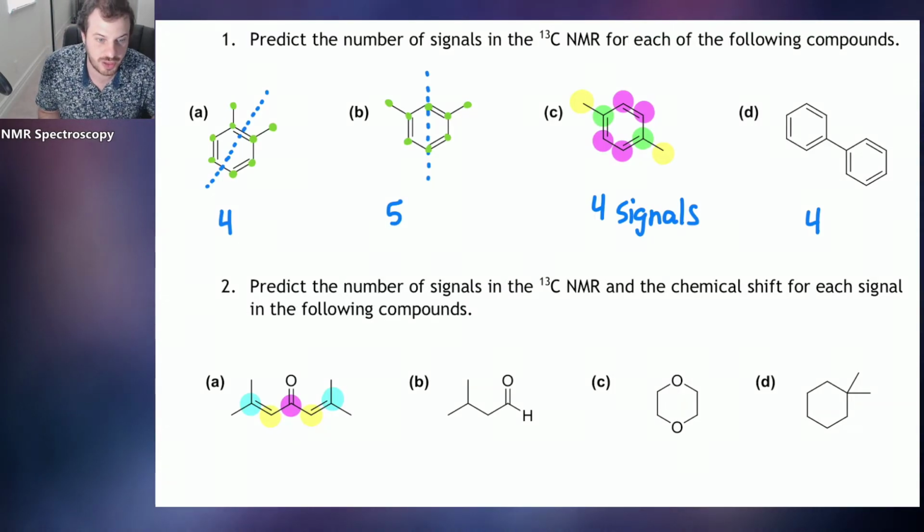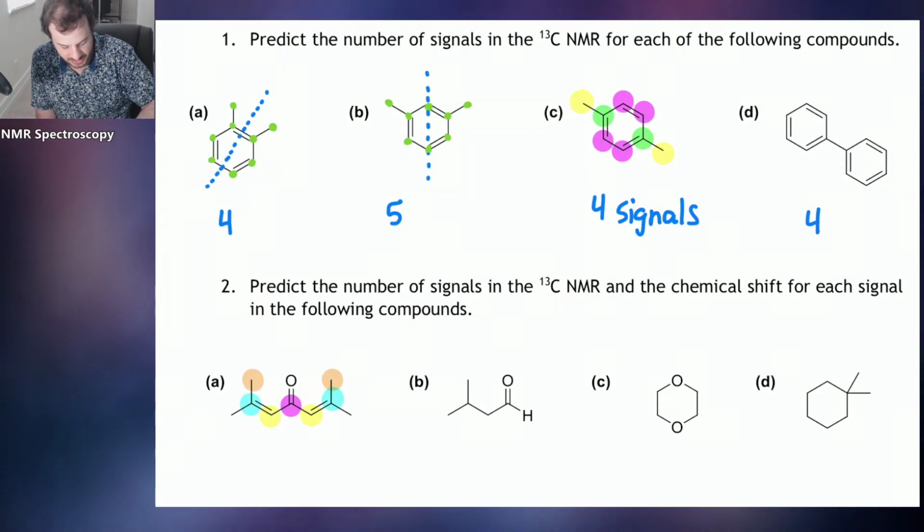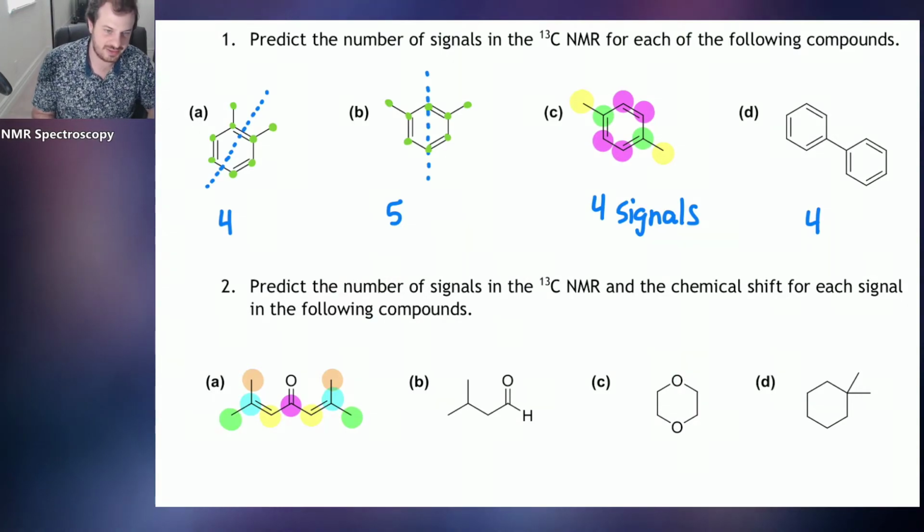But the 2 methyl groups are not the same because one is cis with the CO double bond and one is trans with the CO double bond. So they are similar but slightly different. So we'll call this top one orange, and the bottom one will be green. So those two are slightly different. Because this double bond here prevents rotation, those two methyl groups can't interchange by rotating. So this is a different methyl group than that because one is cis and one is trans with the double bond.